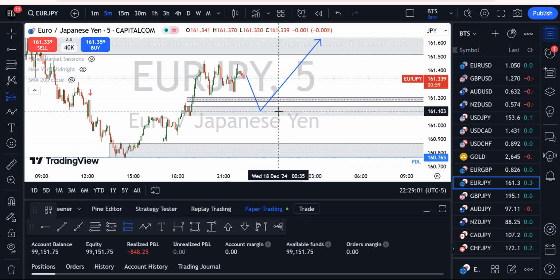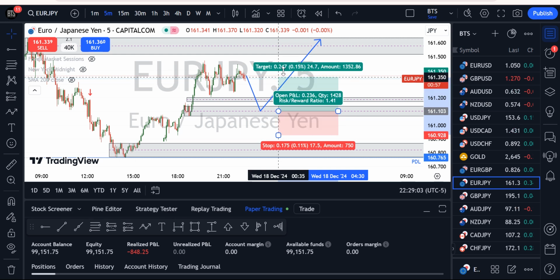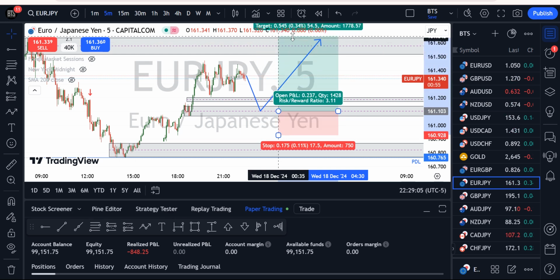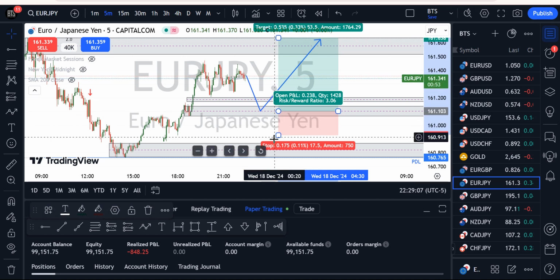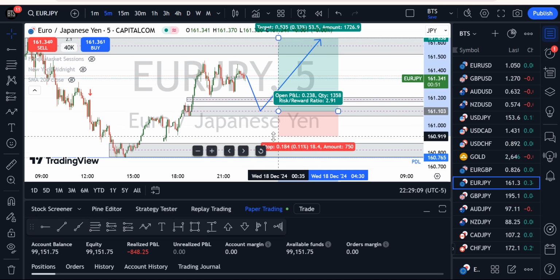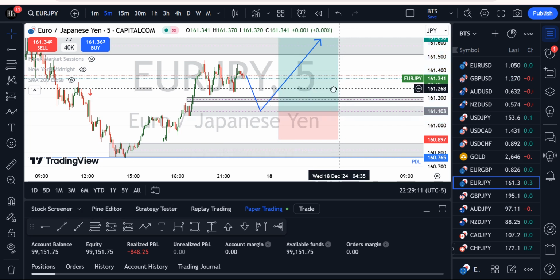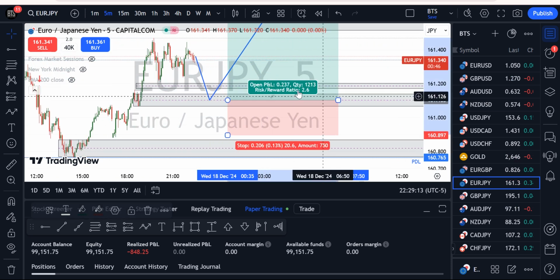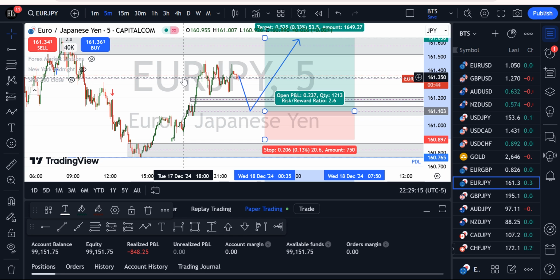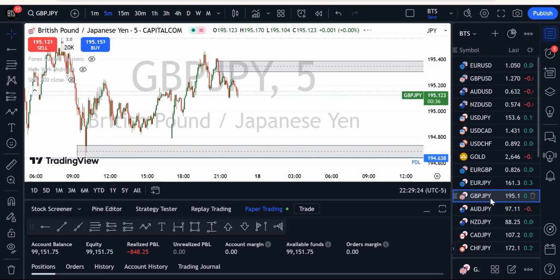So entry will be here, exit will be like a 50 pip move, 1 to 2 at max, with a 20 pip stop loss. So something like this. I'll be looking out for price to react around this region. Next, GBP JPY.